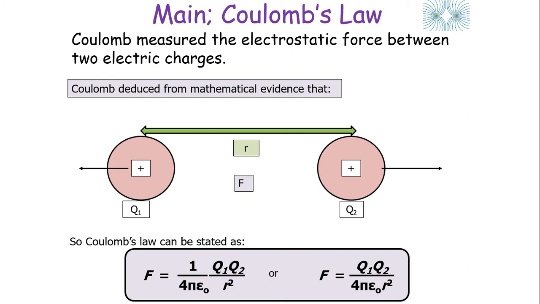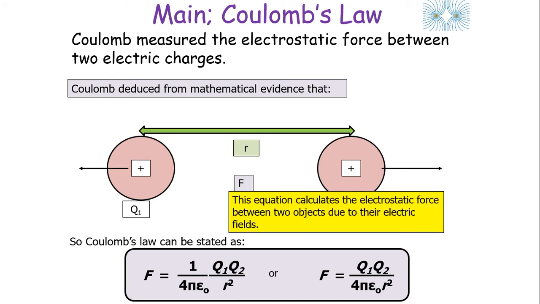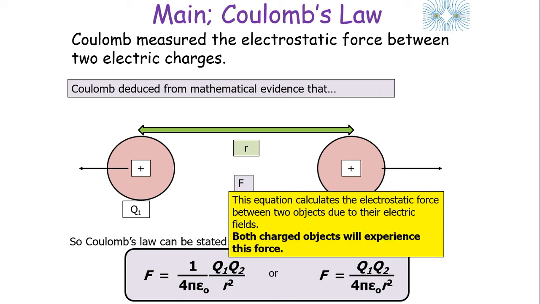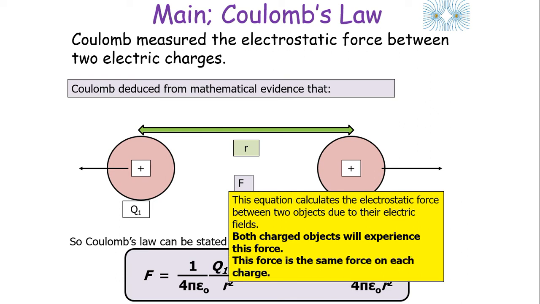So we can actually state Coulomb's law as the following. F is equal to 1 over 4 pi epsilon 0, the permittivity of free space, times Q1 times Q2 over r squared, or we can say F is equal to Q1 Q2 over 4 pi epsilon 0 r squared. So this equation calculates the electrostatic force between two objects due to the electrical fields, and both charged objects will experience this force.